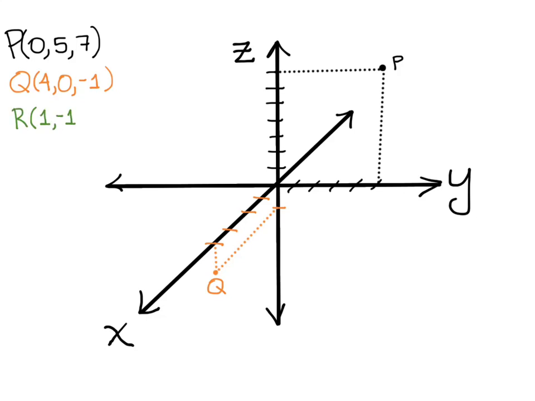Finally, for the point R, this one's going to be a little bit more challenging. The coordinates are (1, -1, 2). And we can draw the coordinate box, just as we've done before, and find the point R.